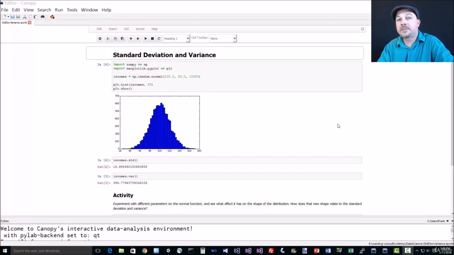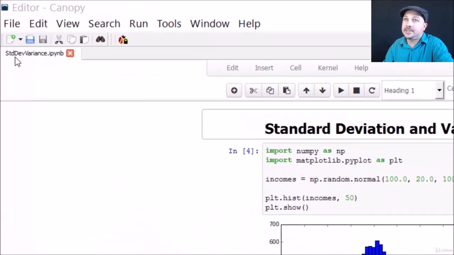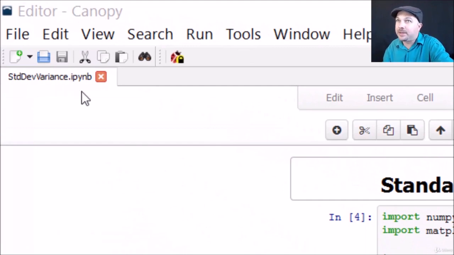Let's write some code here and play with some standard deviation and variances. So if you pull up the variance Python notebook, the standard deviation variance file, follow along with me here. Please do, because there is an activity at the end that I want you to try.